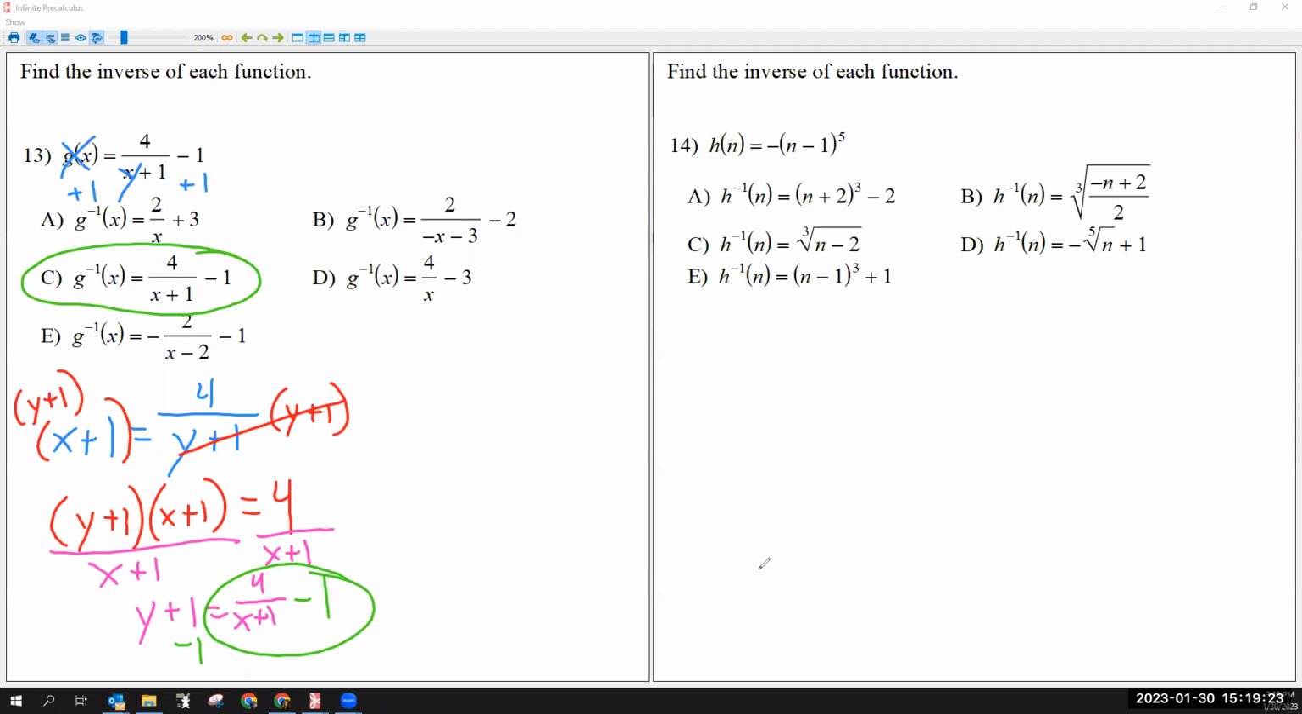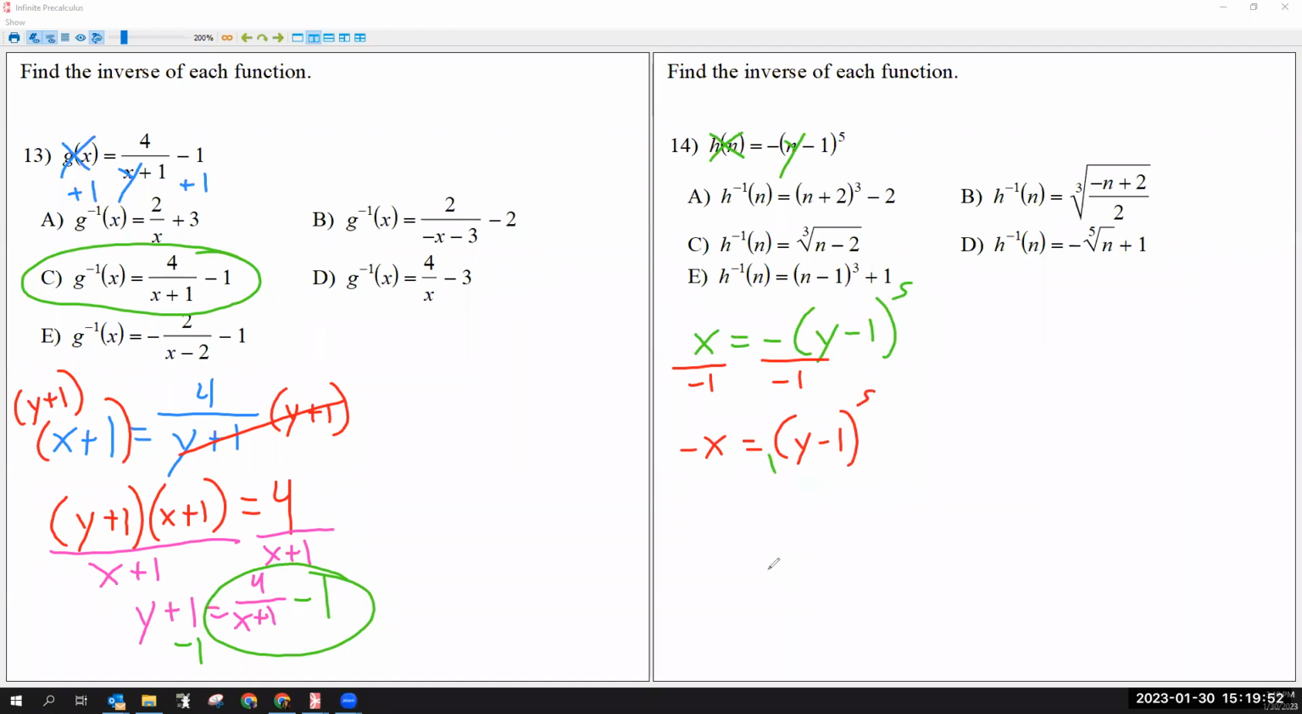All right, number 14. There are 2 ways you can do 14. First way is, again, switch x and y. Although they're not actually using x and y, I'm going to change and use x and y. So, let's rewrite what I have: negative y minus 1 to the 5th. All right, so I need to get rid of that negative. So I have negative x equals y minus 1 to the 5th power.